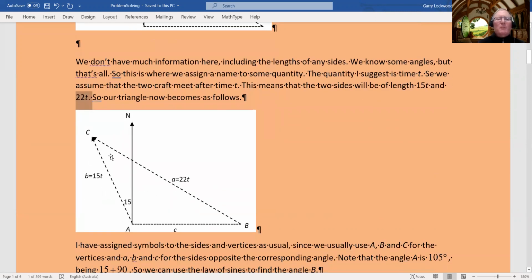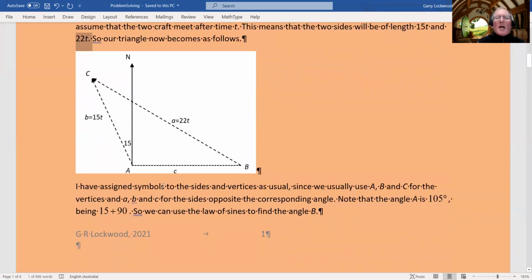So now our triangle looks like this, and I've given some letters. This is angle A, angle B, angle C. This is side A, opposite angle A. This is side B, opposite angle B. And this is side C, opposite angle C, as usual. So this angle A, of course, is 105 degrees because it's this 90 here plus this 15. And so we can use the law of sines to find this angle. And that will tell us what direction the ship has got to navigate in.